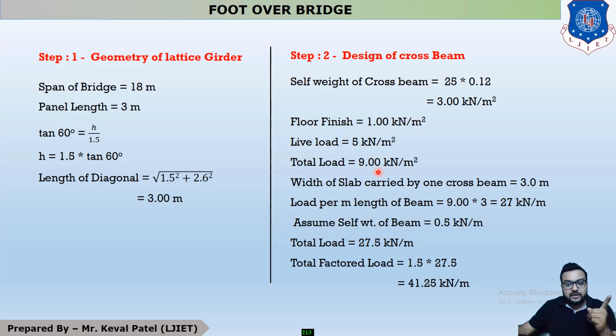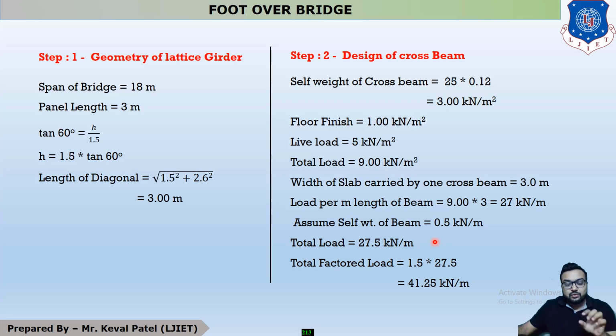Now as discussed earlier, your intermediate cross beam takes full load. It means 1.5 meters load from the left side and 1.5 meters load from the right side. So total 3 meters load is transferred to the cross beam. So 9 into 3, it is 27 kilonewton per meter. Now the self weight of the cross beam is also to be assumed. Whenever you have to design any structural component, the self weight of that component is also to be considered. So in this example, we assume that the self weight of the cross beam is 0.5 kilonewton per meter. So now our total load is 27.5 kilonewton per meter.